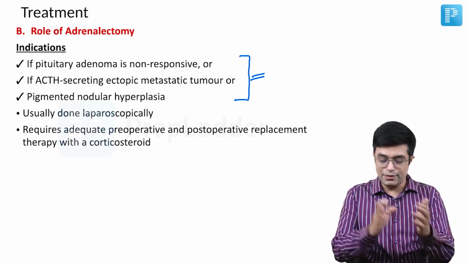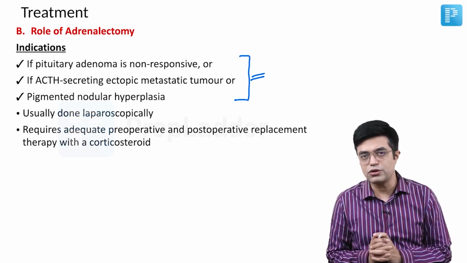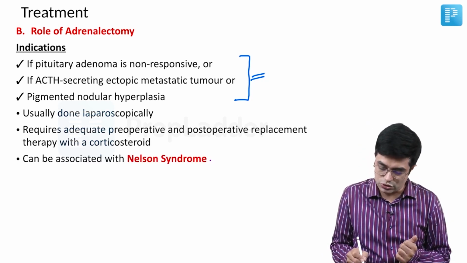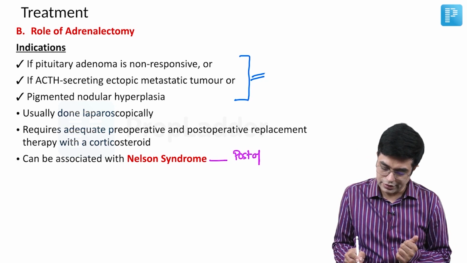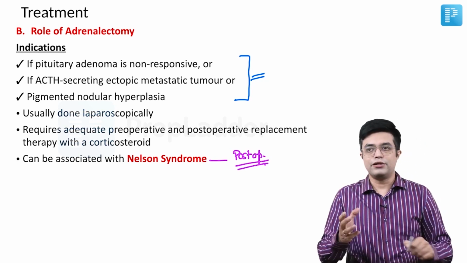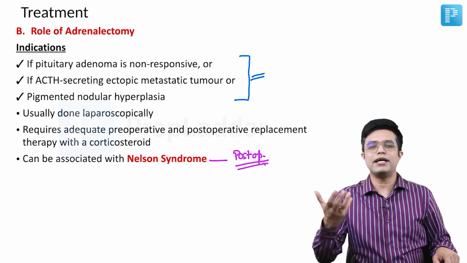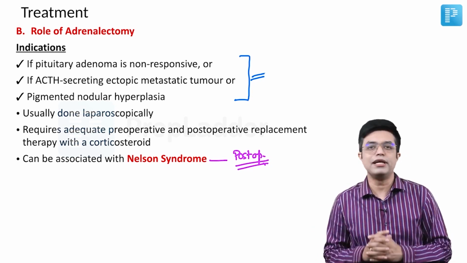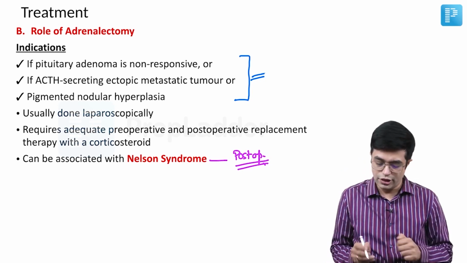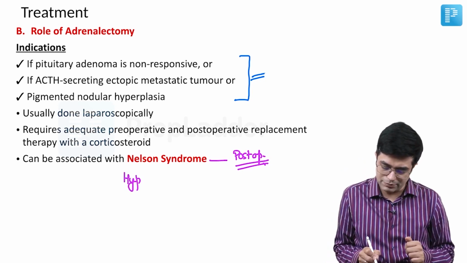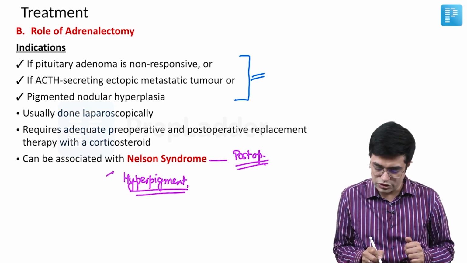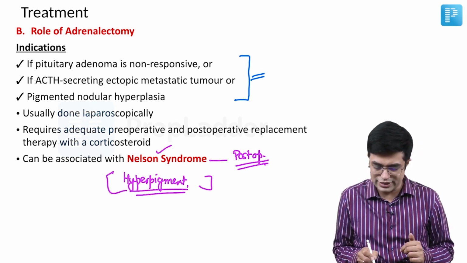It requires pre and post-operative replacement therapy with a corticosteroid, and it can be associated with Nelson syndrome, which tends to develop post-operatively. What happens is you remove the adrenals, but there are very high ACTH levels. So these high ACTH levels will cause stimulation of melanocytes producing hyperpigmentation. So hyperpigmentation occurring in a patient due to raised ACTH post removal of the adrenal glands is called Nelson syndrome.